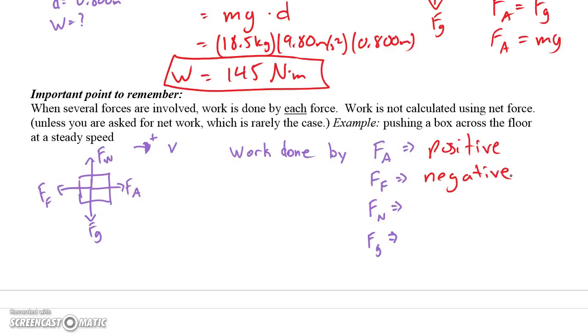Now, if we're thinking about Fn and Fg, both are perpendicular to the distance that we moved. And if we go back to our definition, they have to be parallel. When they're perpendicular, you're actually going to end up with zero work. So in both of those situations, because the normal force and gravity are applied in directions that are perpendicular to the direction that the box is moving, the work done is zero.